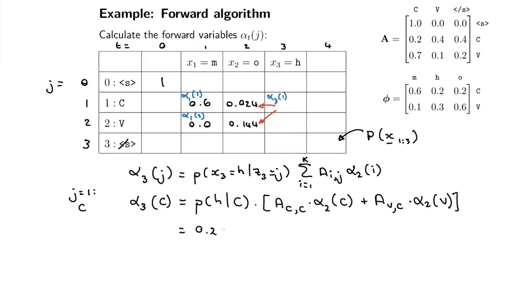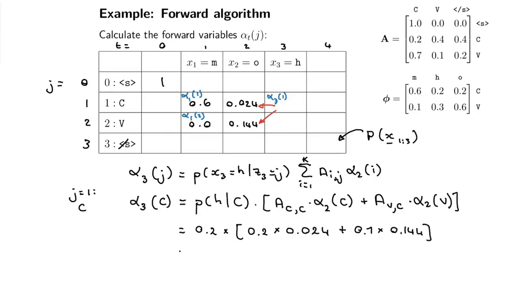Here we've got 0.2 times, okay? And then this is also 0.2 times 0.024. That value is that alpha value there, plus the transition probability of a vowel to a consonant, which is 0.7 times, okay? And then this alpha here, 0.144.